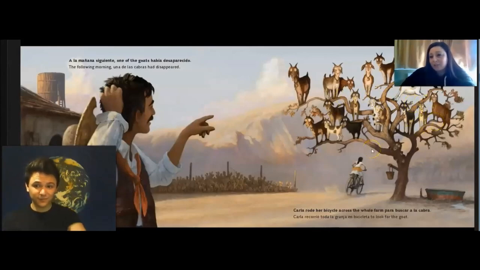I could also count the branches and multiply it by 3. 1, 2, 3, 4, 5, 6, 7 branches. 7 times 3 is 21. Now, I wonder if there's exactly 3 goats on every branch. If there's less than 3 goats on every branch, my answer will not be exact. It's an estimate, and my answer would probably be a little bit more than the exact answer. And if there's more than 3 goats on every branch, then my answer wouldn't be quite enough.